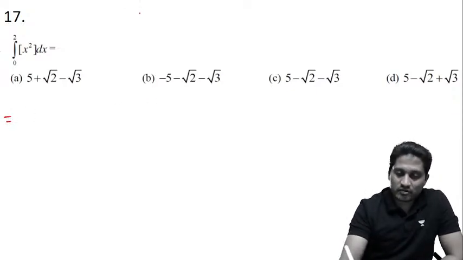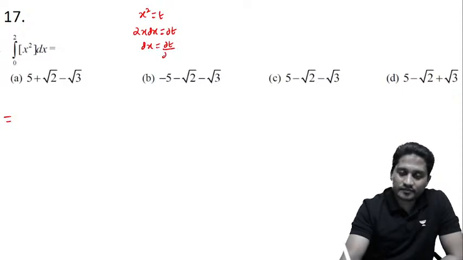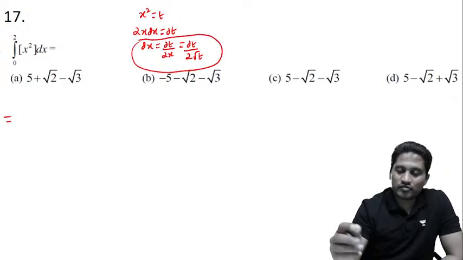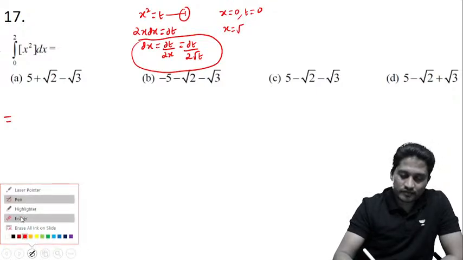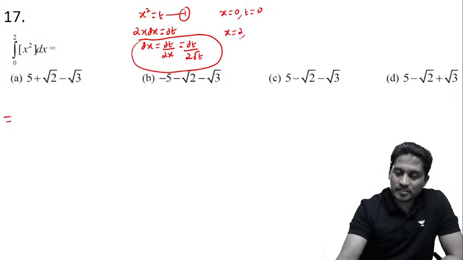I'm going to put x square is equal to t. Differentiation of x square is 2x dx is equal to dt. And from this dx is equal to dt divided by 2x. So this is dt divided by 2 into x, which can be written as root t. So dx is equal to dt divided by 2 into root t. Even the limits will change. When x is equal to 0, t is equal to 0. When x is equal to 2, t is equal to 2 square, it will be 4.